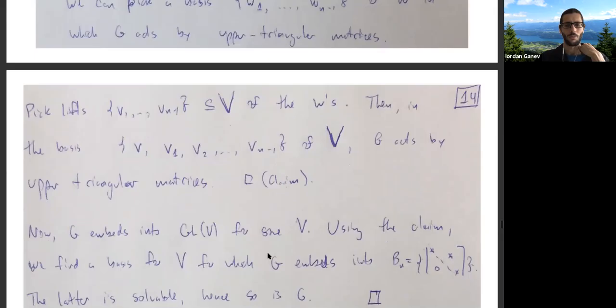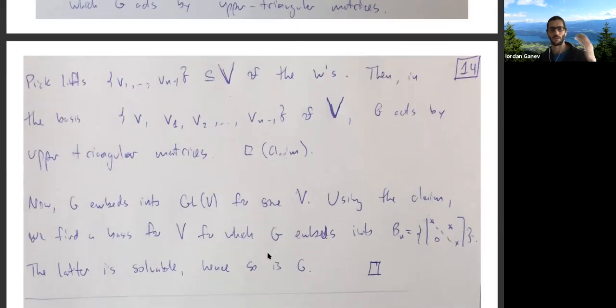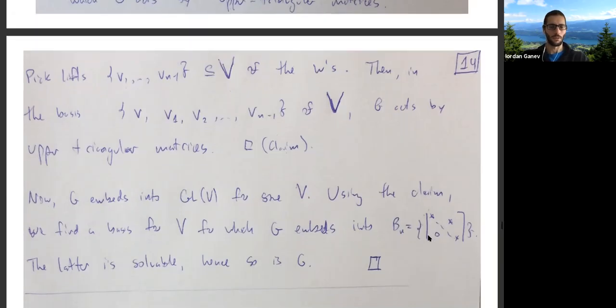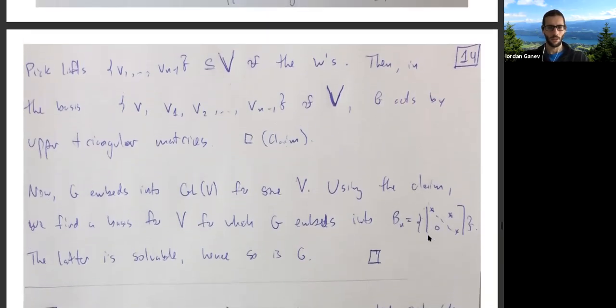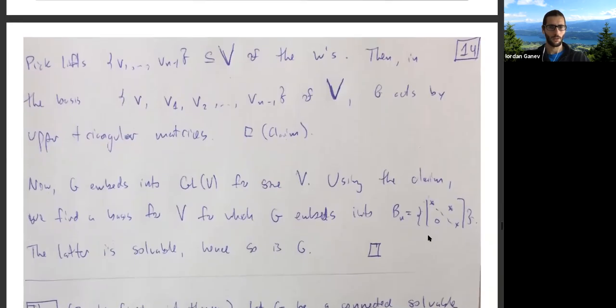So how do we use the claim to finish the theorem? Well, that's easy, because we just embed G inside of GL(V) for some V, and then we use the claim and we show that G embeds into the subgroup of upper triangular matrices, B_n. We know that this is solvable, so G is also solvable. Any subgroup of a solvable group is again solvable. Right, so now we've completed the theorem. Okay, any questions on this theorem I just explained?